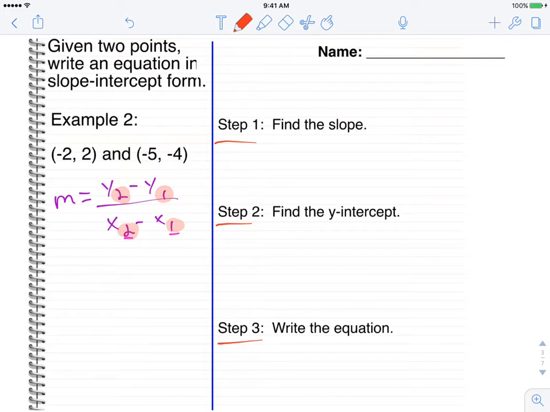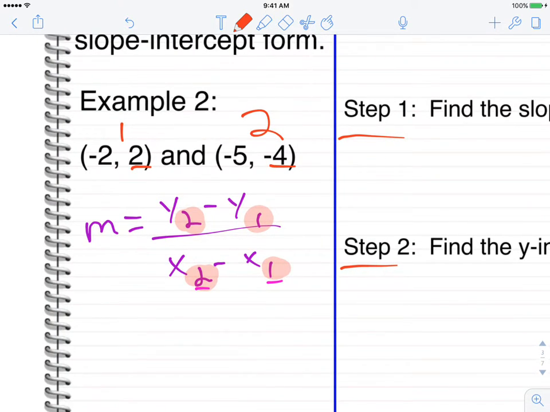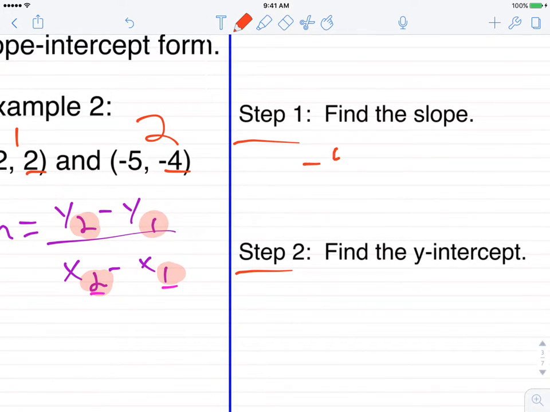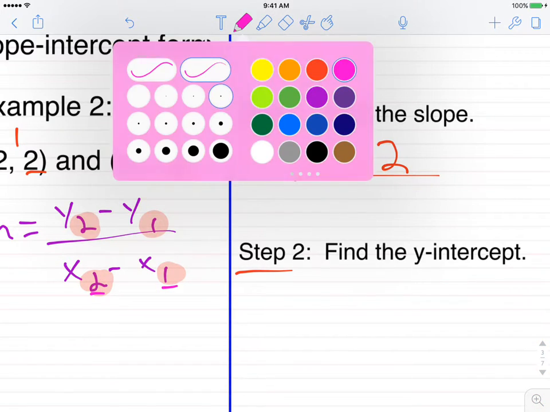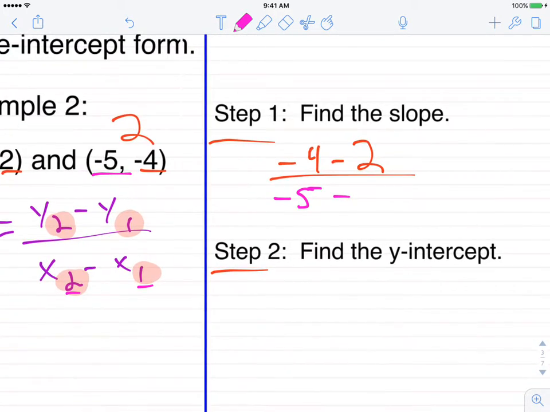Alright, so coming back in here, we are going to take a look, and once again I'm just going to designate my points as 1 and 2. This will be my y2 point, and this will be my y1 point. So I'm just going to plug those in. So -4, I'm going to take away 2, and then I'm going to switch over here to my x points. I've got x2, which is -5, and I'm going to take away my x1, which is -2.